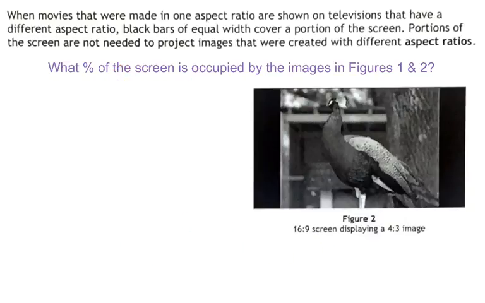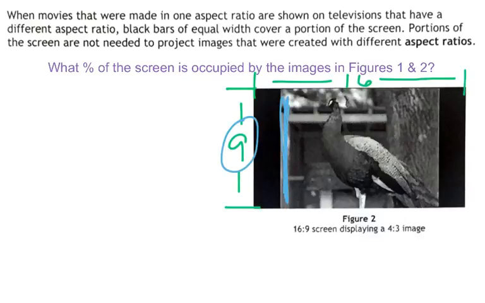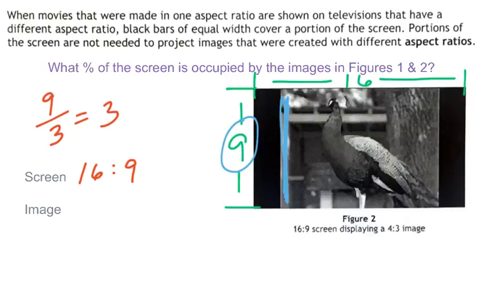Let's try that one more time with a different picture. Notice the pillar boxes are on the left and right as opposed to the top and bottom. So here we see that the height of the image matches the height of the screen. So we need to see a factor of 3 that goes into 9. So here we have the screen is 16 by 9, and since the heights match up, we now have to take this 4 by 3 and multiply it by a factor of 3.